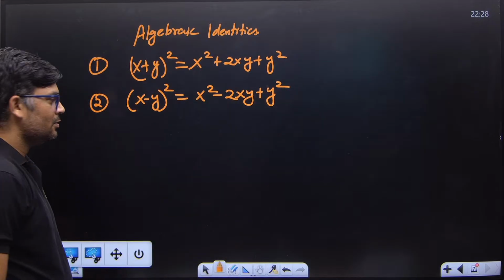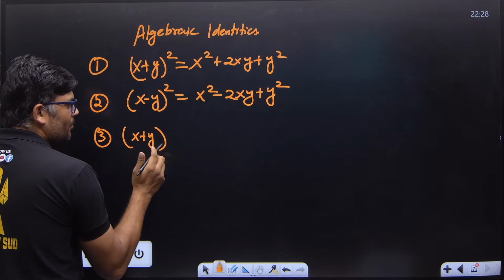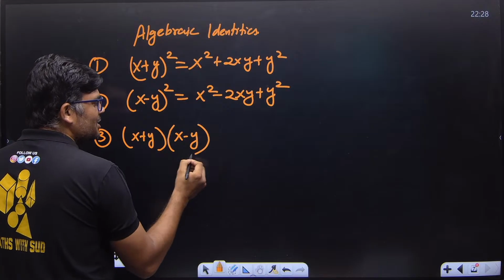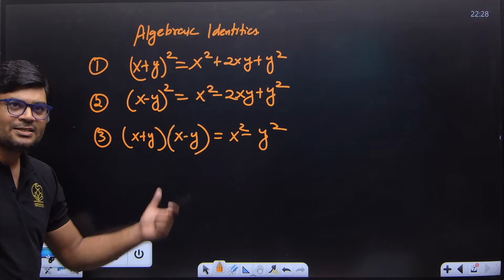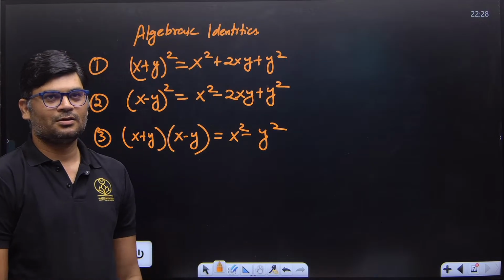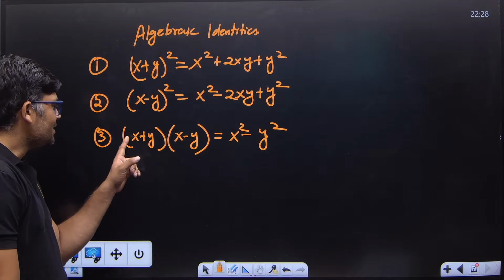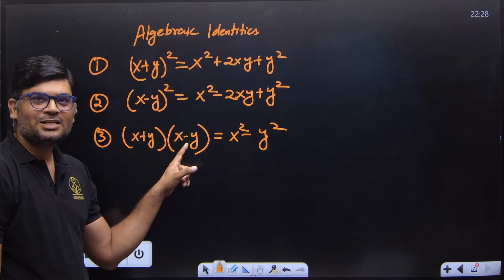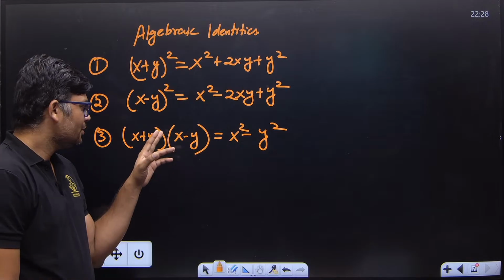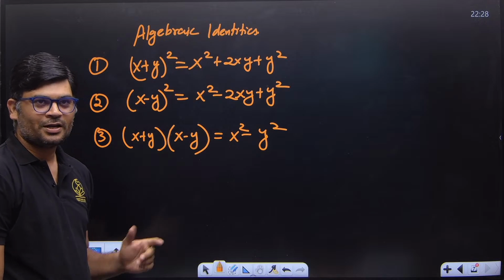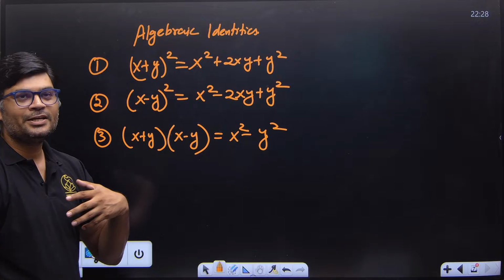I also knew that. Okay, then there is a third identity, which is one time we multiply with the plus part, then we multiply with the minus part, and then we don't get the middle term, we get only two terms, that is x square minus y square. See, x into x is x square, x into minus y will be minus xy, y into x will be plus xy, which will get cancelled out. Then y into minus y will be minus y square.